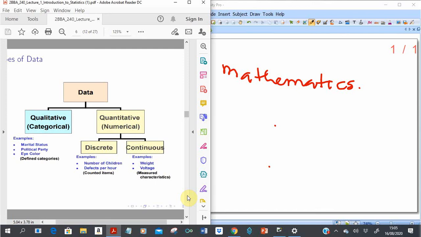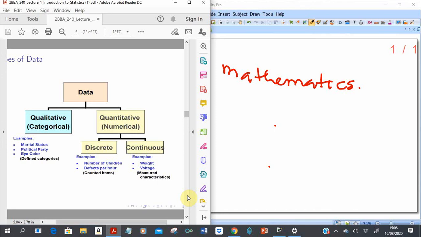Now we move to the types of data. We have qualitative data and quantitative data. Qualitative is also known as categorical data, and quantitative data is also known as numerical data. Qualitative data is just data that can be categorized. This includes marital status, political information, eye color. For gender, you can either be male or female. You can't have anything else.